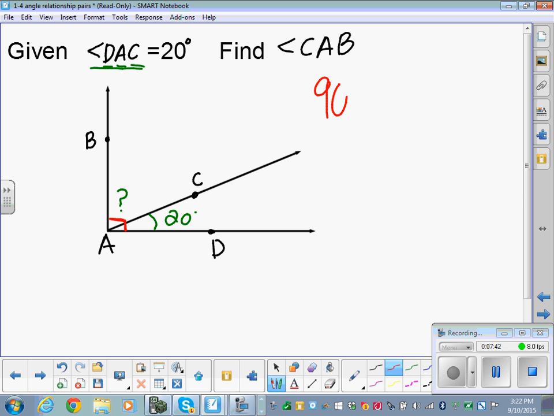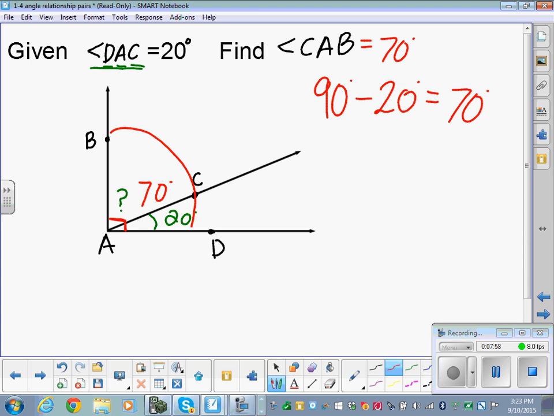So if we take off 90 degrees and then subtract our 20 degrees that we have, that will give us what we are looking for here. And so that's 70 degrees. So we know question mark, or angle CAB, is equal to 70 degrees for sure. Now, once again, your answer will make sense if you add those up. It will be 90 degrees, and it does. 70 plus 20 is 90.